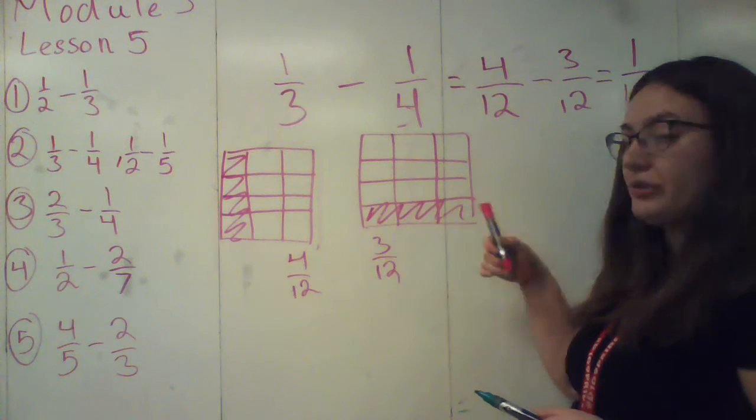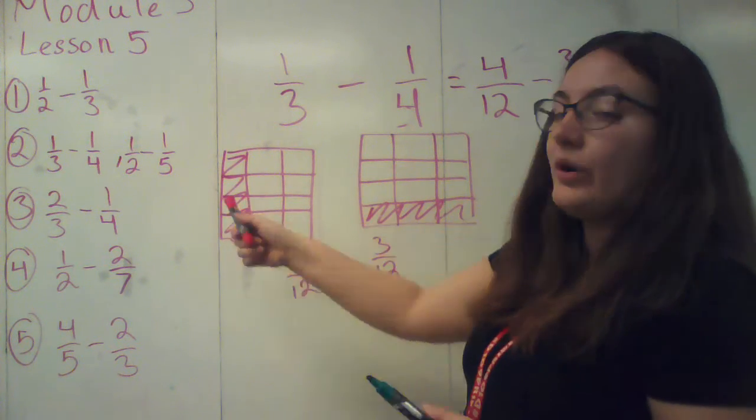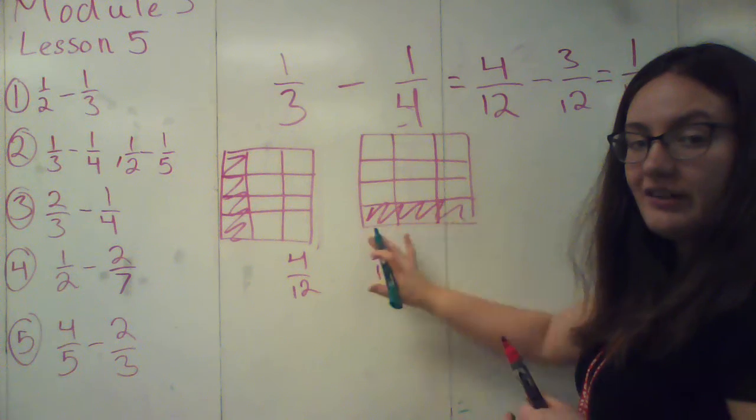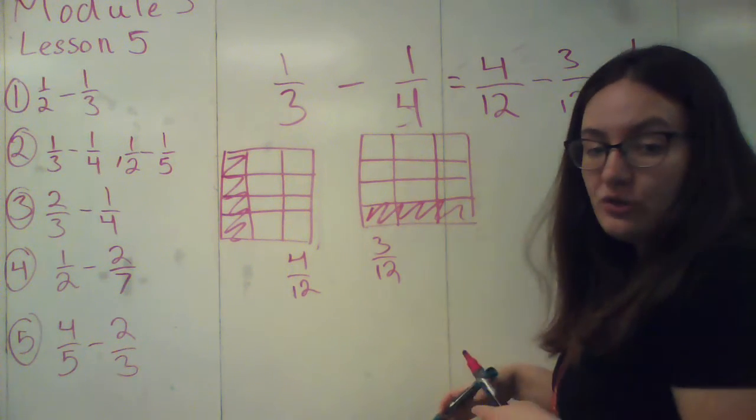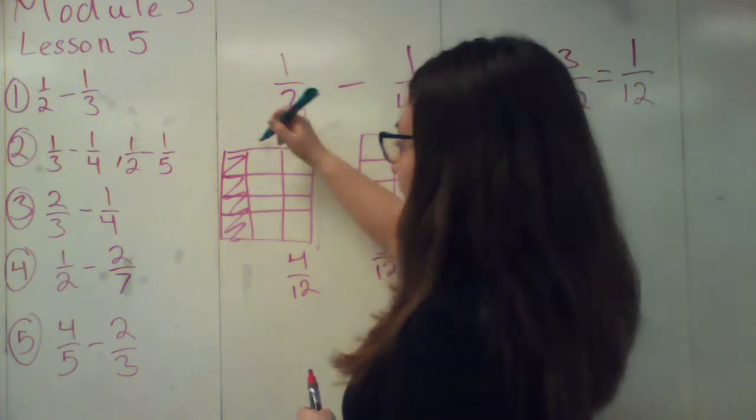I have 1, 2, 3 boxes here. So that means that I'm going to cross off 1, 2, 3 boxes in this model. Remember, I don't touch this model. This just tells me how much I need to get rid of or cross out. So with my different colored marker, I'll cross off 3 boxes.